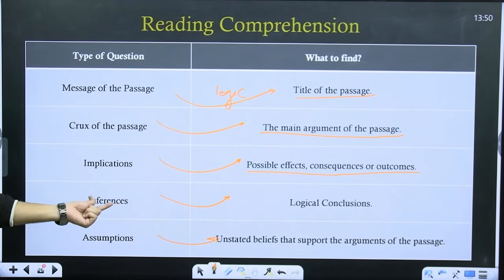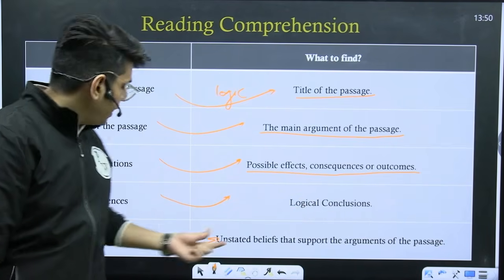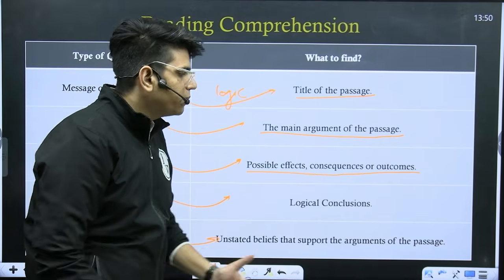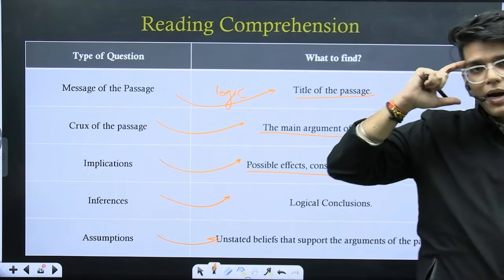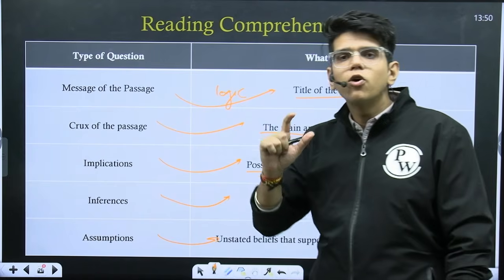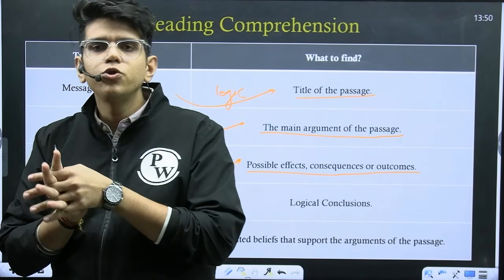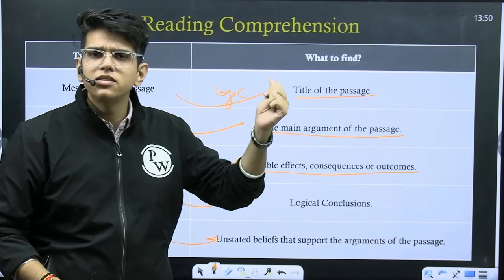Second last is inference. Inferences are nothing but logical conclusions. And last one is assumption. Assumptions are unstated beliefs that support the arguments of the passage. So whenever you see message in the questions, your mind should click that you should find the suitable title for the message. Whenever crux is asked, you should think, I should get the main argument that is discussed in the passage.